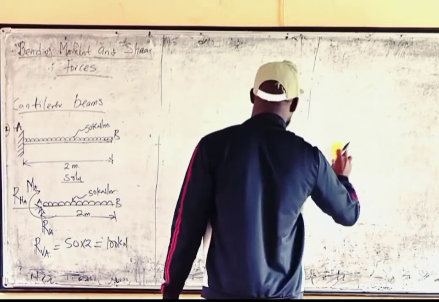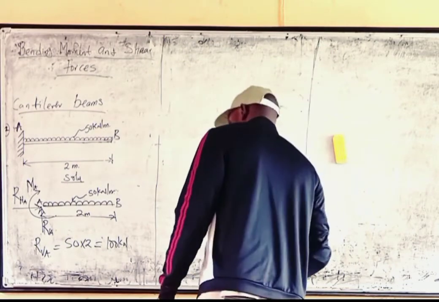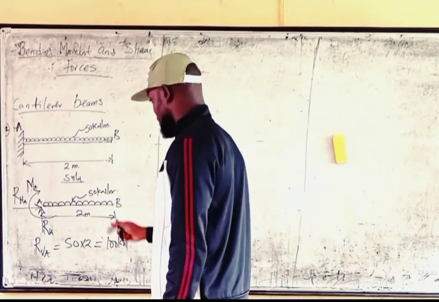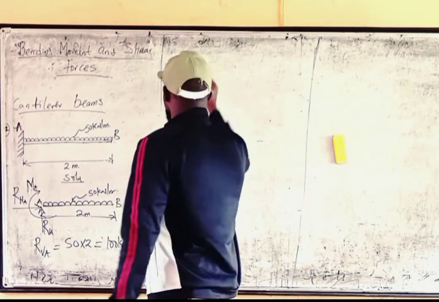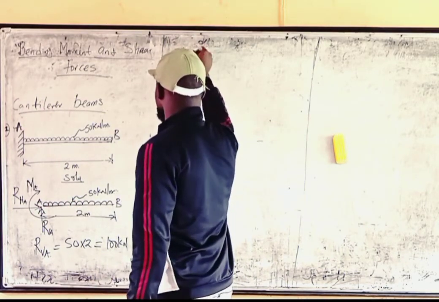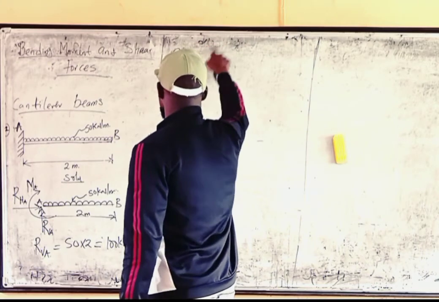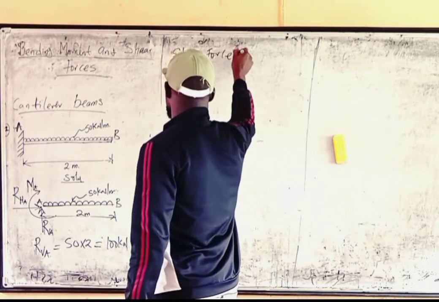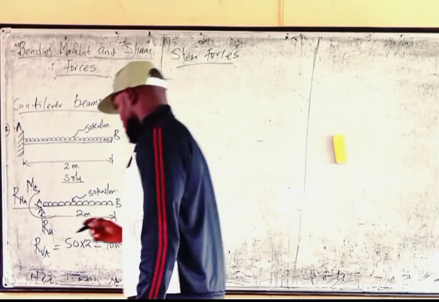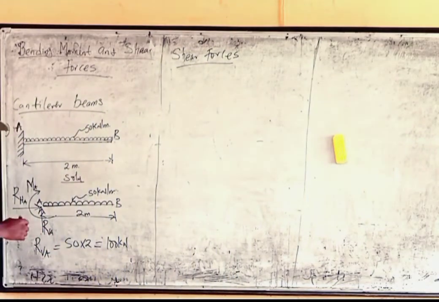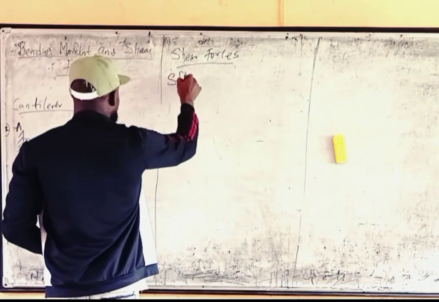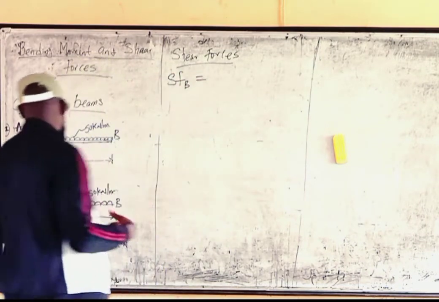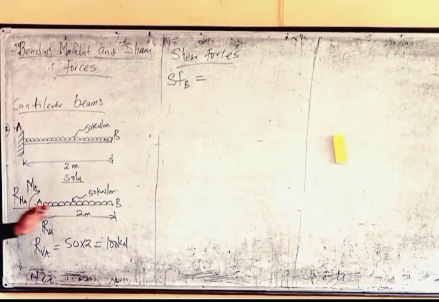So the next thing we're going to do now, we're going to calculate the shear force from B to A. Now we can draw out the shear force diagram. For the shear force, the first thing is to calculate our shear forces. So how am I going to go about that? Let's check. We have point B, we have point A. We're going to calculate the shear force at point B. If you want to analyze a cantilever beam, always start from the free end. It's very good to start from that point.